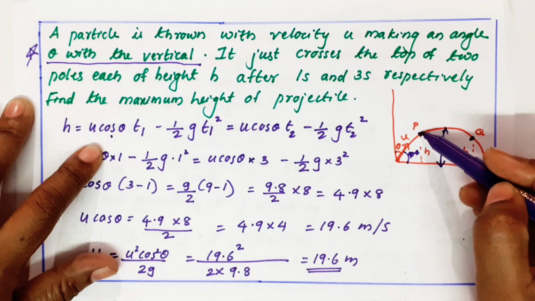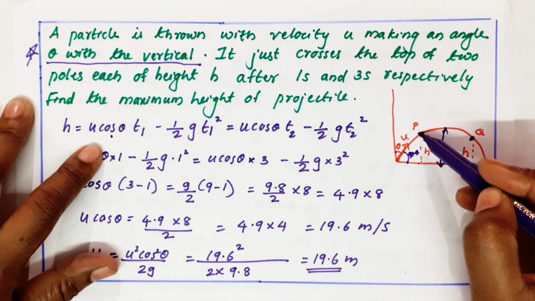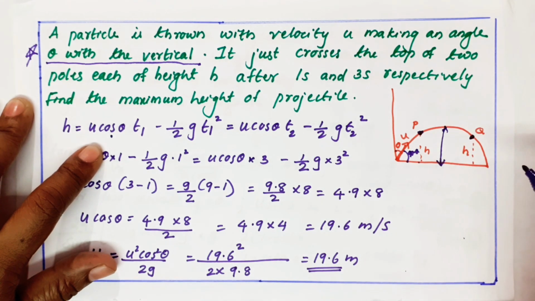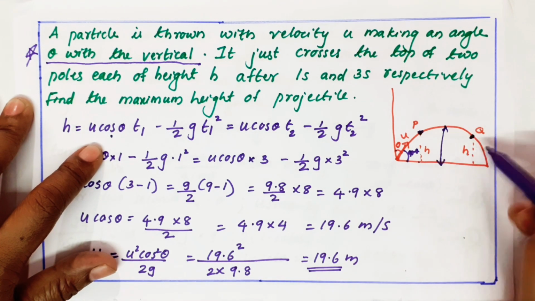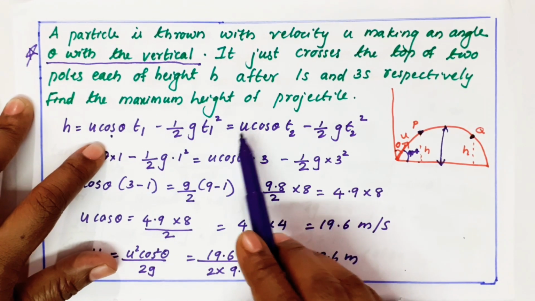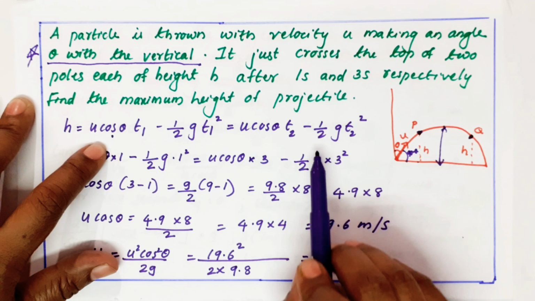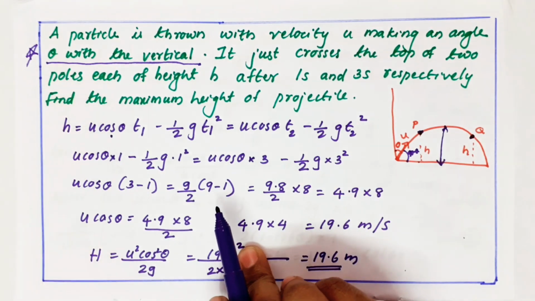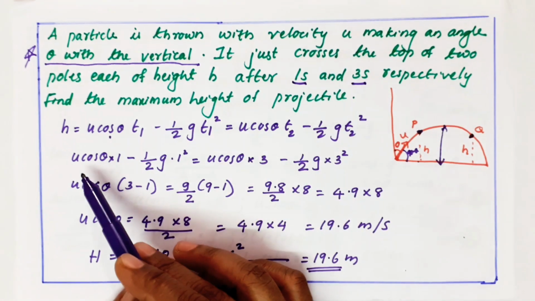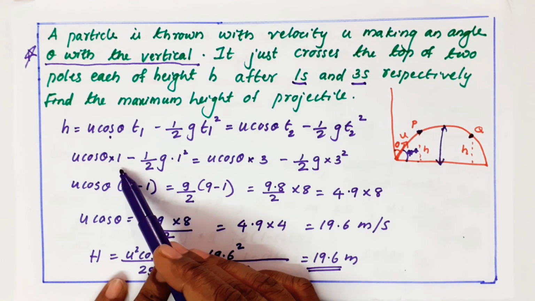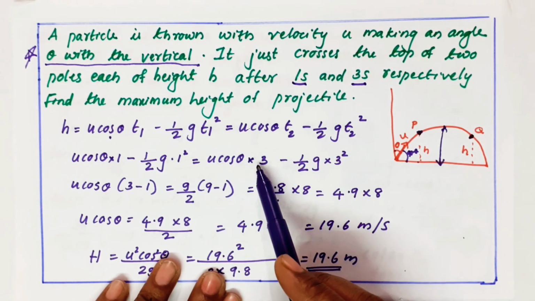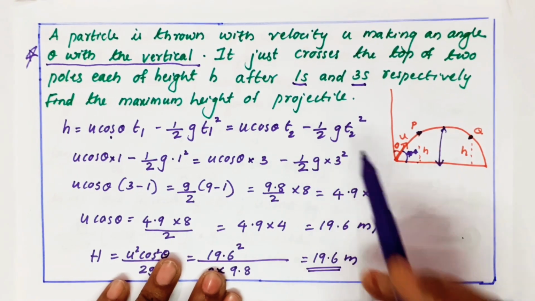At this point, this height is equal to this height. P and Q are reaching the same height, because they gave it in the question. So I have written u cos theta T1 minus half g T1 square equals u cos theta T2 minus half g T2 square. They gave two times, one at 1 second, the other at 3 seconds. Substituting the values: u cos theta into 1 minus half g 1 square is equal to u cos theta into 3 minus half g 3 square.